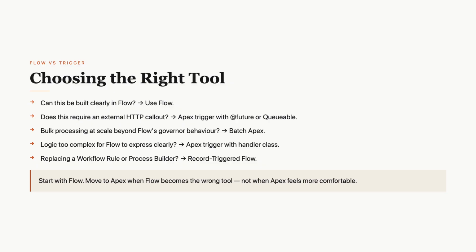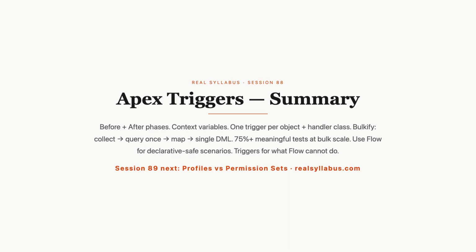Summary. Apex triggers fire before and after DML operations on Salesforce records. Context variables, Trigger.new, Trigger.old, Trigger.isInsert, etc., give you access to the data in context. Bulkification is mandatory. Collect IDs, query once, build a map, single DML. One trigger per object with a handler class. 75% plus meaningful test coverage. Use flow for declaratively safe scenarios. Triggers for what flow cannot handle.